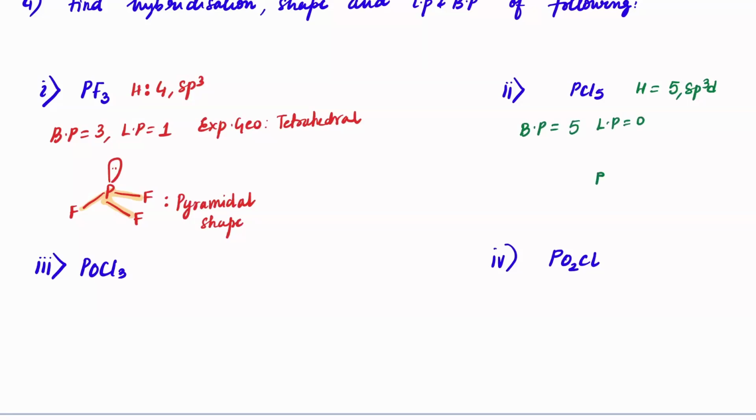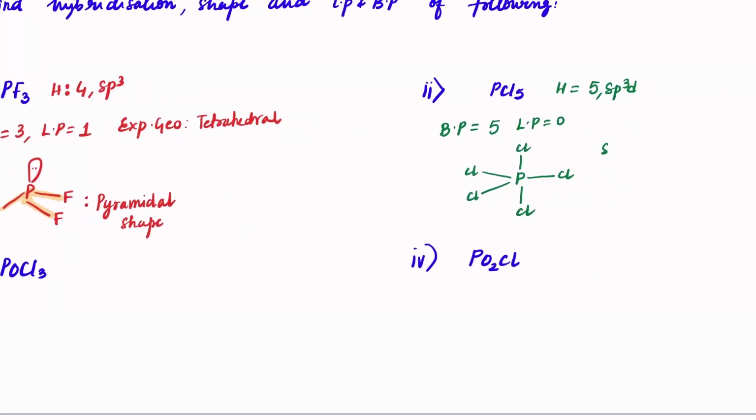Great job. So now we have P, and then we have 3 chlorines here, and 1 chlorine up, and 1 chlorine down. Like this. So this is how it will be. So no lone pairs. So shape and geometry would be the same, and it will be retained. So shape or geometry will be trigonal bipyramidal.